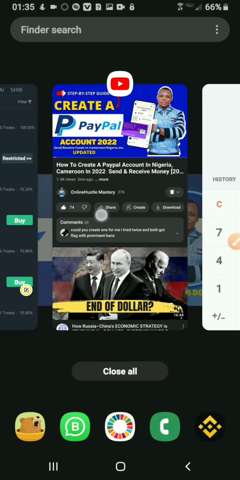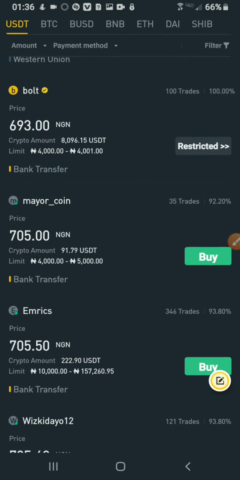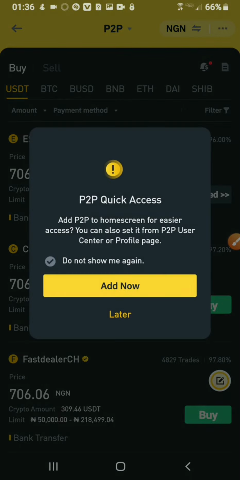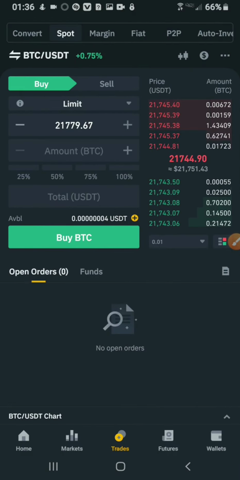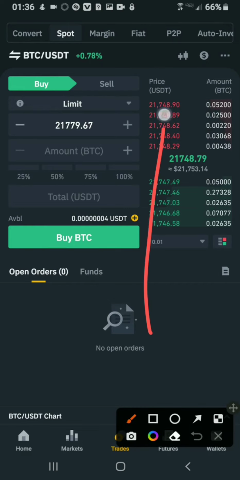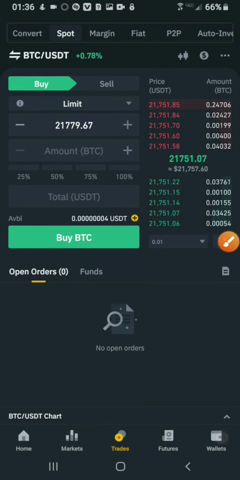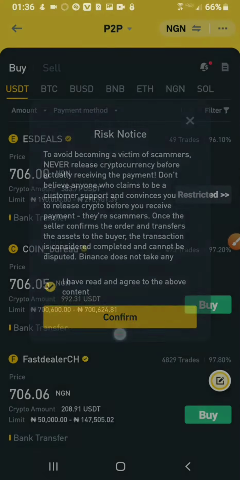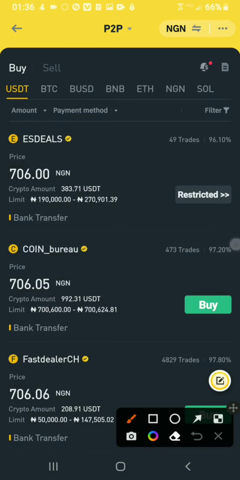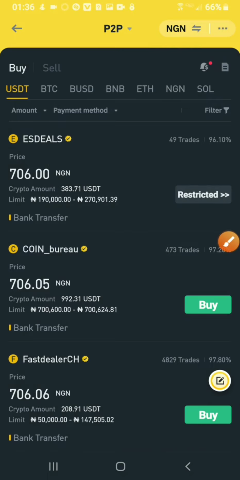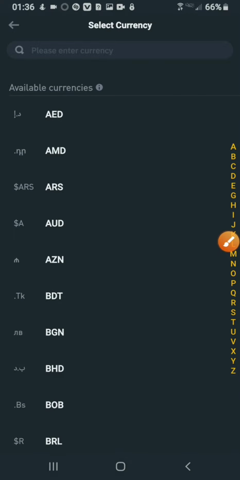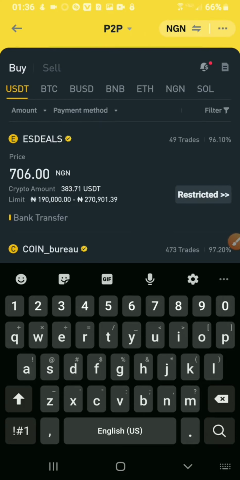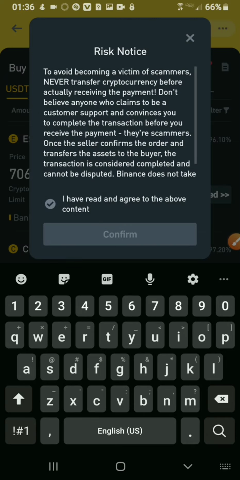The next thing you have to do is come back to your Binance app. You come to trade, you go to P2P, which is up here. P2P stands for person to person trade. From the P2P, the next thing to do is change this currency up here, since we are buying with USD. So you put it to USD, United States dollar.